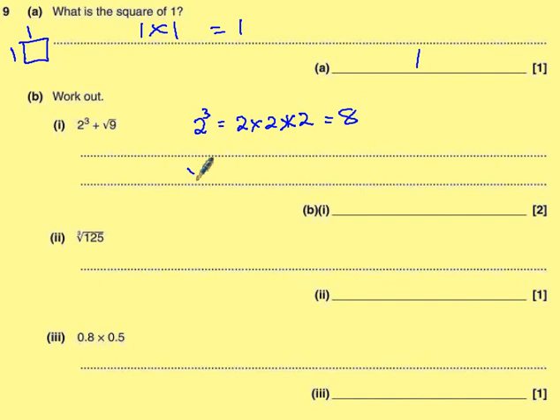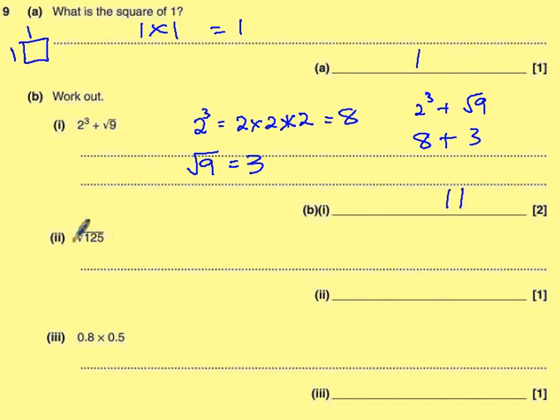The square root of 9, which number multiplied by itself equals 9? It's 3. So then we've got 8, which is 2 cubed, plus the square root of 9. 8 plus 3, because 2 cubed is 8, square root of 9 is 3. 8 plus 3 is equal to 11.